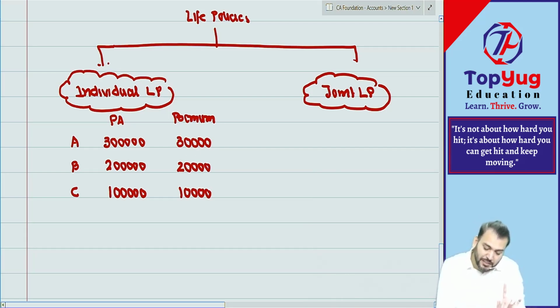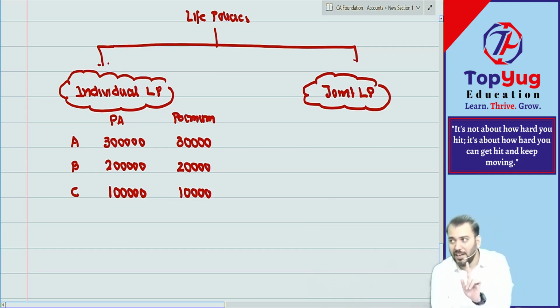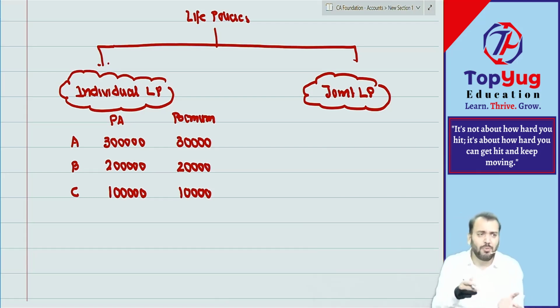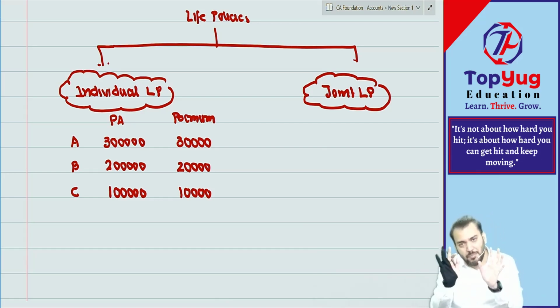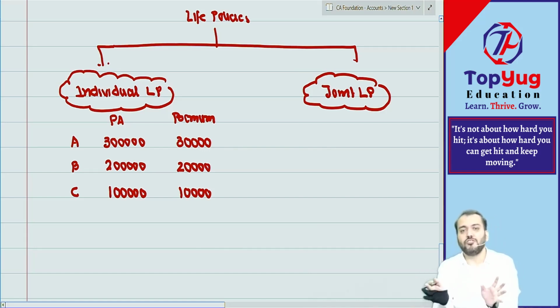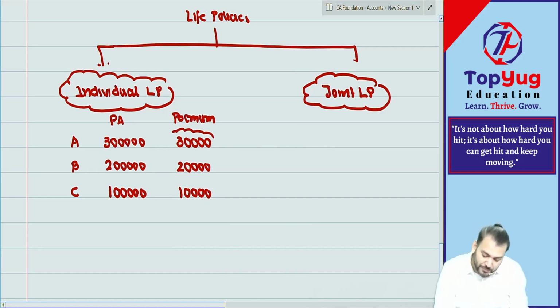Is A paying or the partnership firm paying? Who is paying the premium? A or the partnership firm? This chapter we are doing for the partnership firm. If A is paying, then we will not discuss it now. It means on behalf of A, who is paying? It means the partnership firm has taken these life policies on the life of all partners. So who is paying the premium? The partnership firm. Correct?